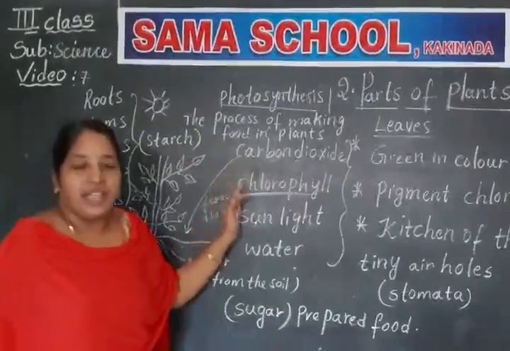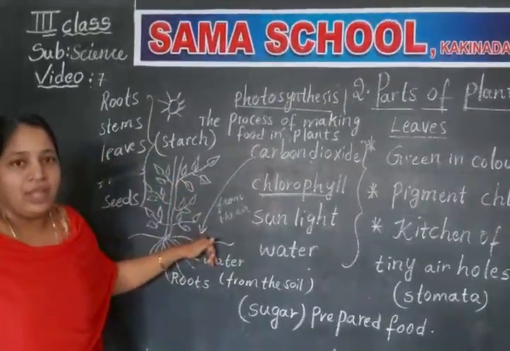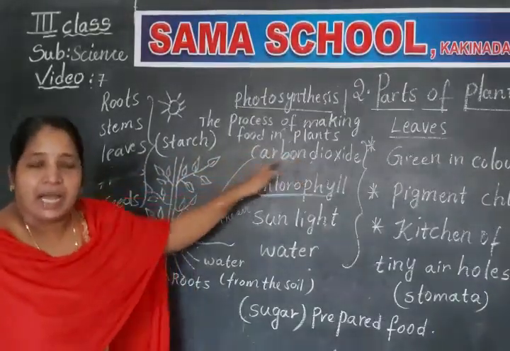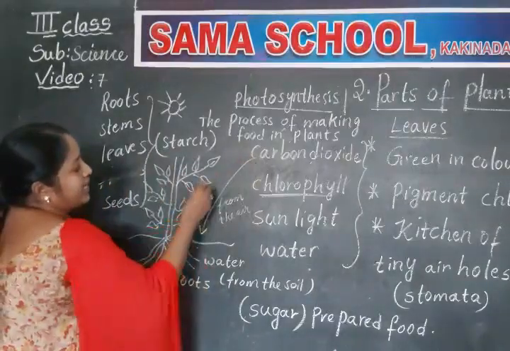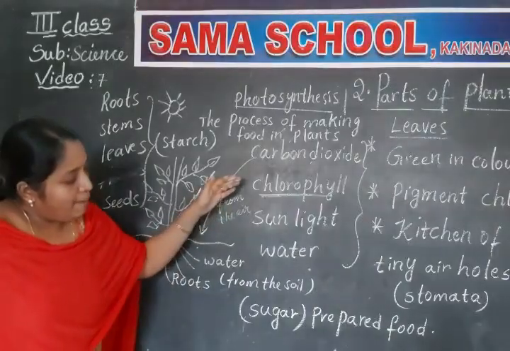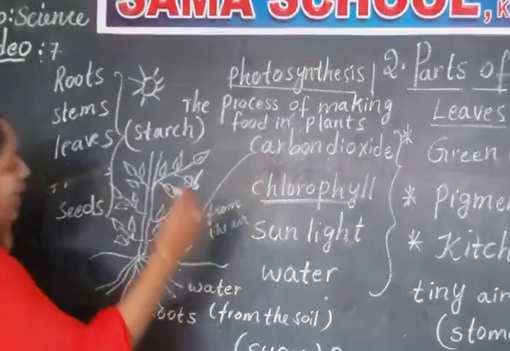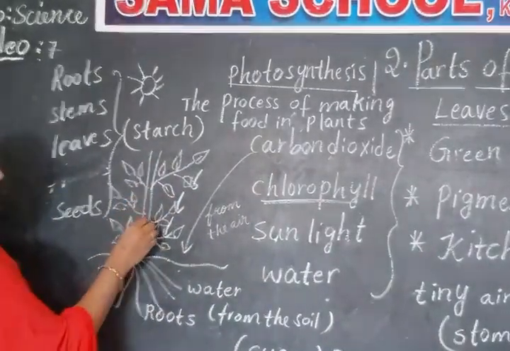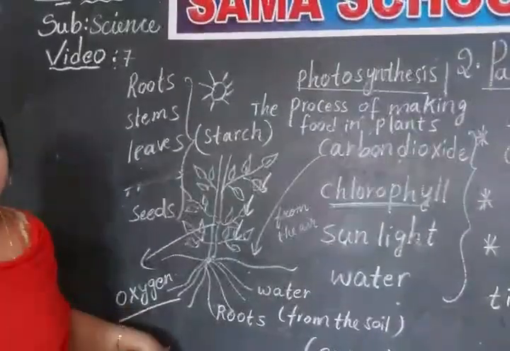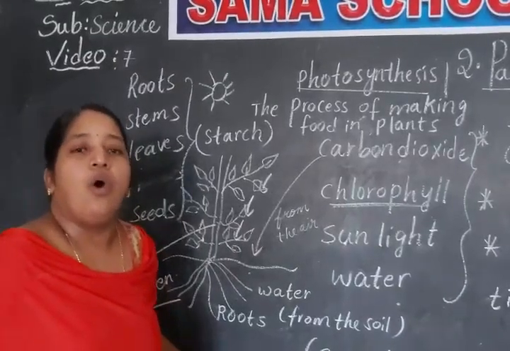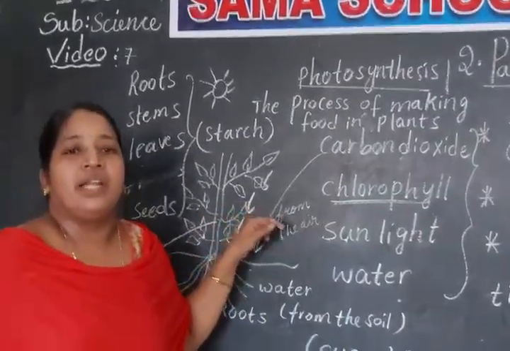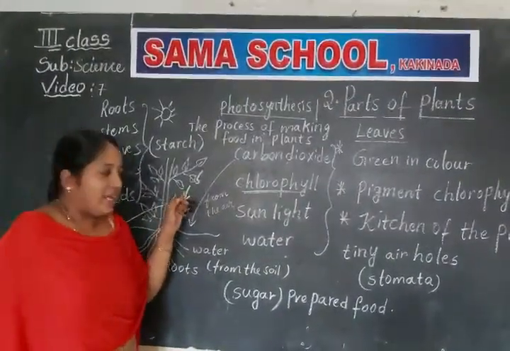One very important thing is that when plants make food, they release oxygen. They take carbon dioxide from the air for preparing the food, and after completion of preparing food, they release oxygen. Plants release oxygen, and it is very, very important for all living things to survive.